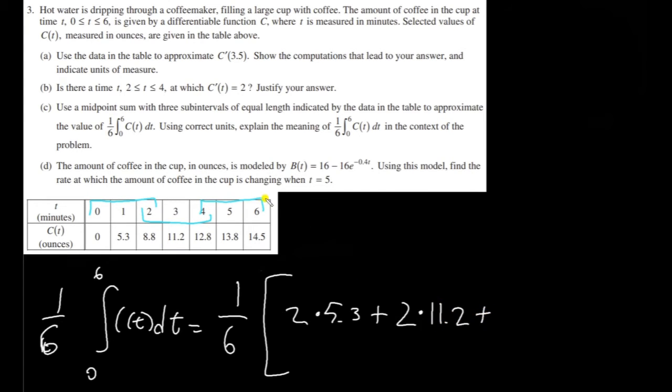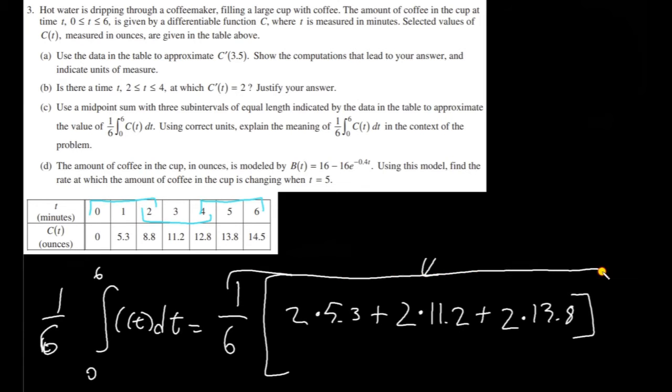Plus, and then from 4 to 6, we're going to subtract the t values. So 6 minus 4 is 2 times, and then we're going to take the C of t value that's in the middle, so 13.8. Okay, and if you evaluate this whole thing in your calculator, don't forget the 1/6, you're going to get 10.1 ounces. Okay, what does that mean?